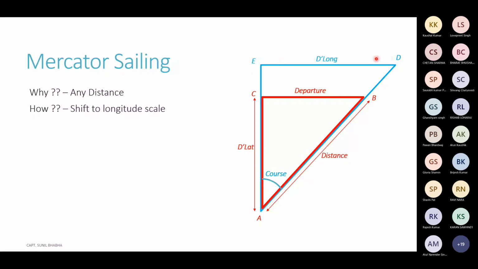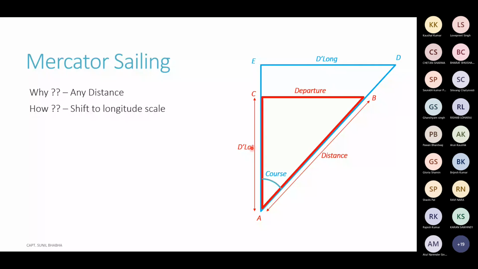Now the side DE which we have is the D long between our initial and final positions. So you see the D long is measured using the longitude scale or minutes of longitude. We have not measured it as departure, we have measured the east-west stretch between our initial and final position in the longitude units as D long.